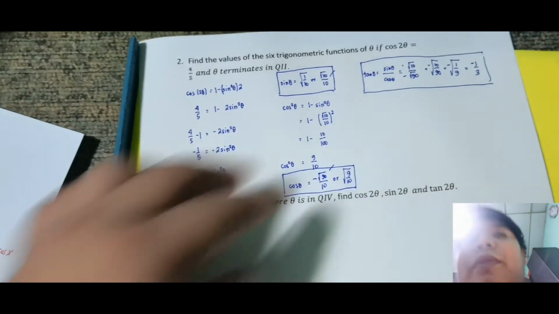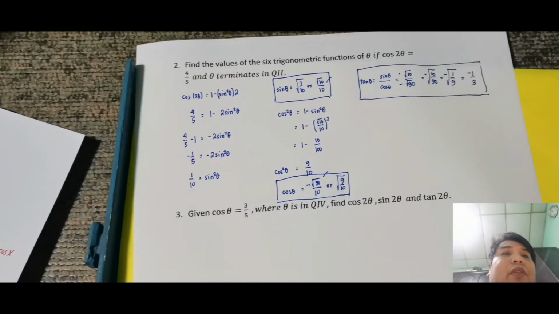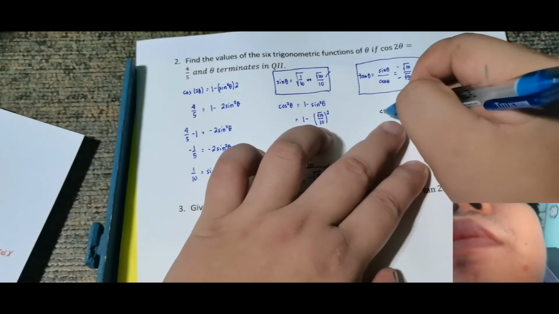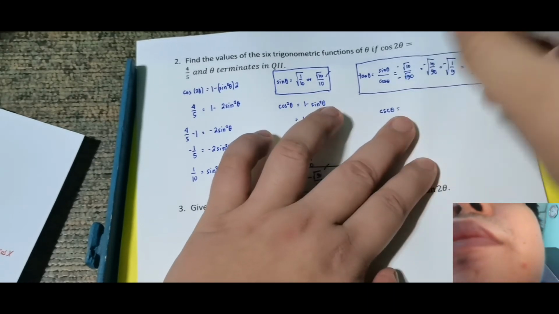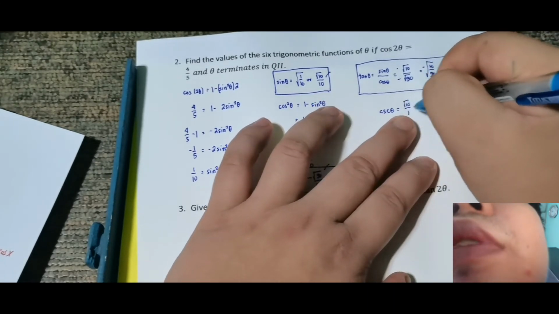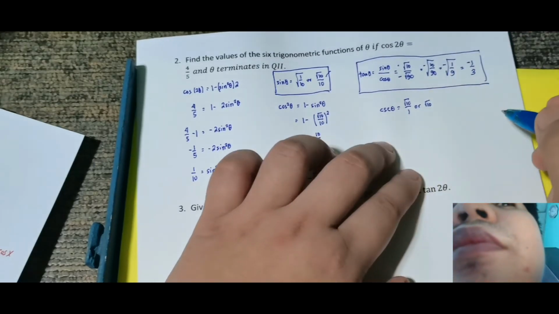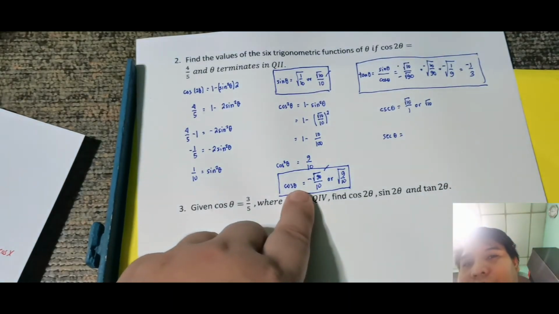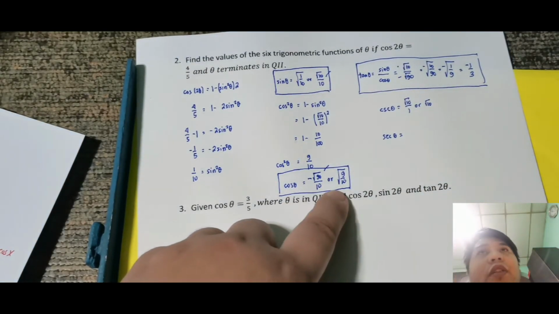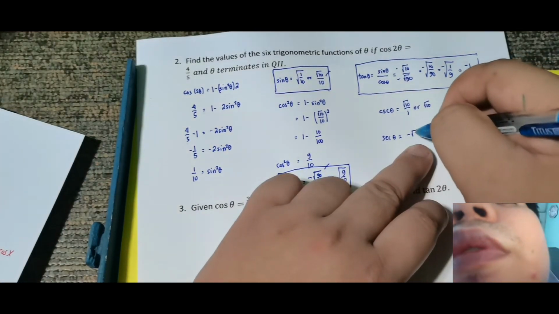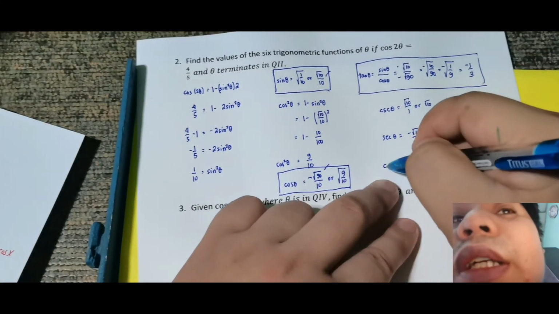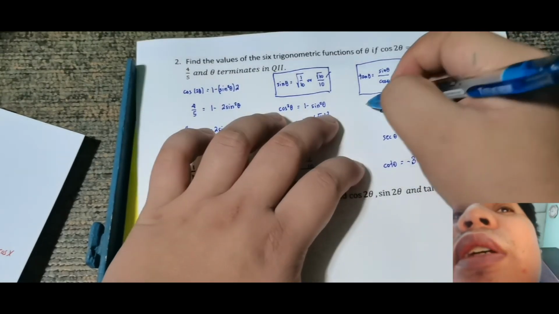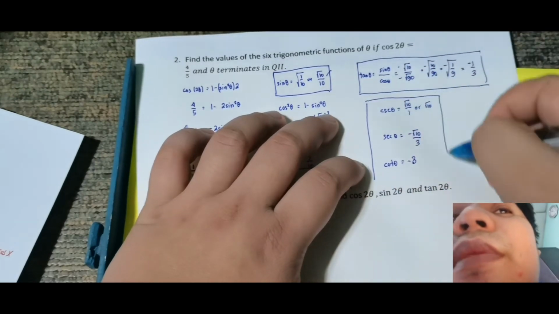So obvious na lang, madali na mahanap si cosecant, si secant, saka si cotangent. Reciprocal na ito. So this is just cosecant theta is just square root of 10 over 1 or square root of 10 lang. Okay, next si secant theta is dito. So start tayo dito. This is negative square root of 10 over 3. Next si cotangent theta is just negative 3. Okay, so ito pa yung other na trigonometric function.